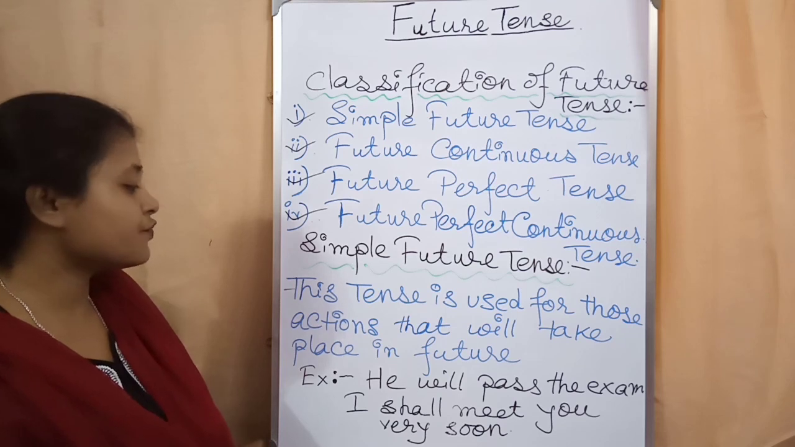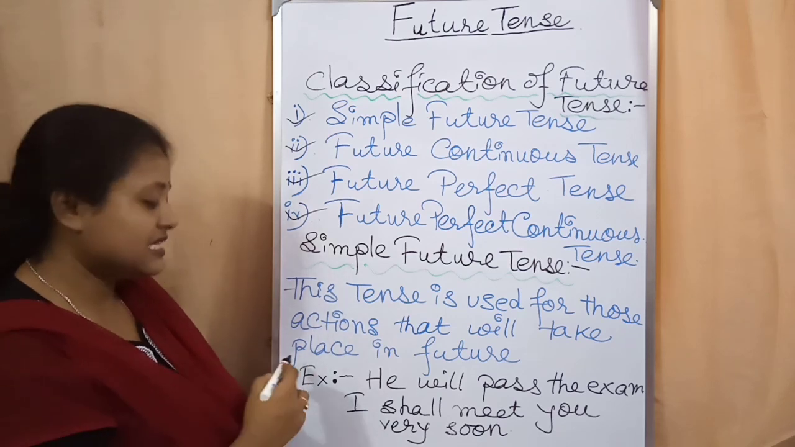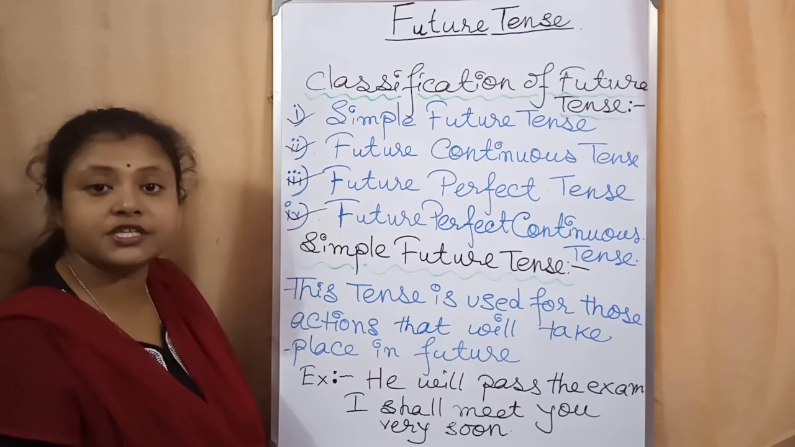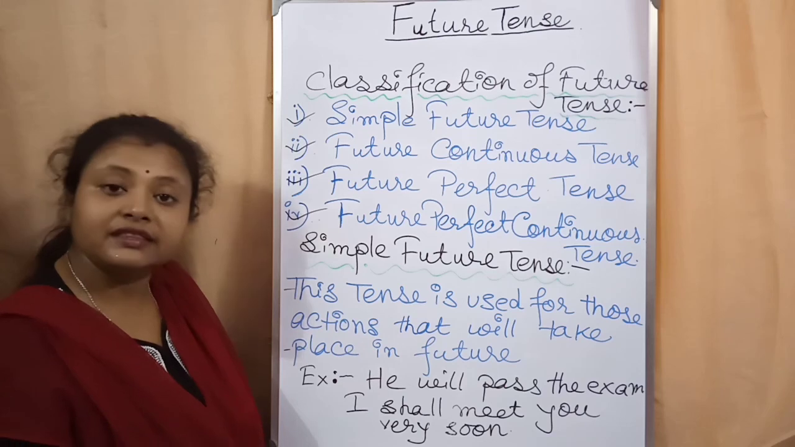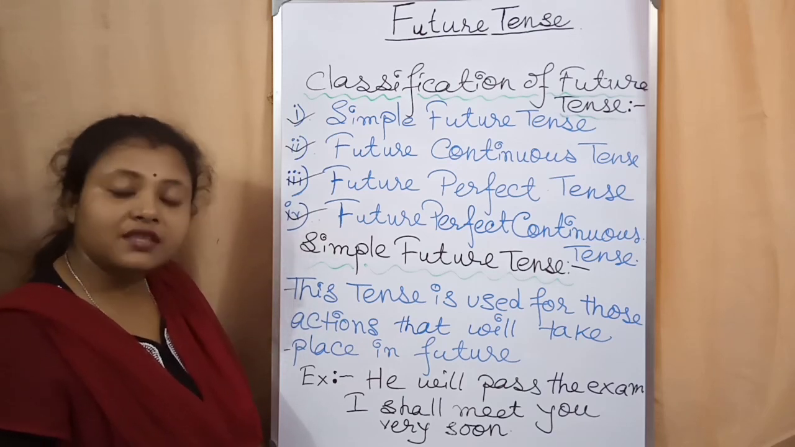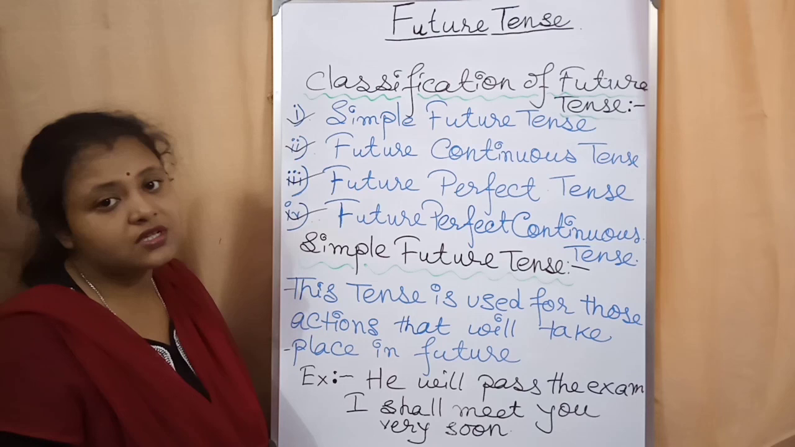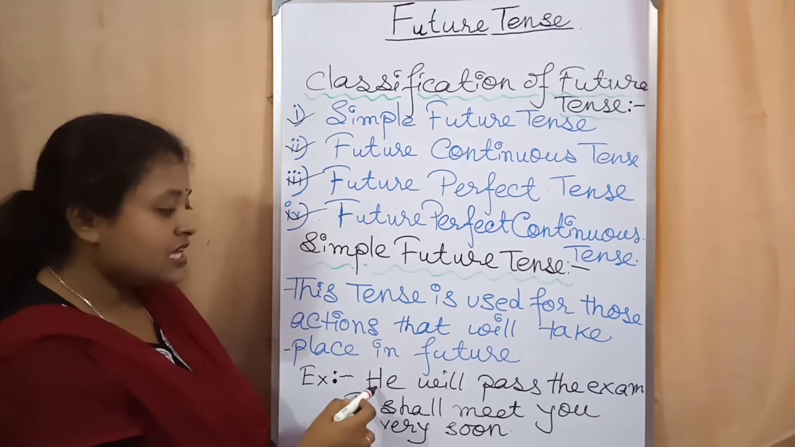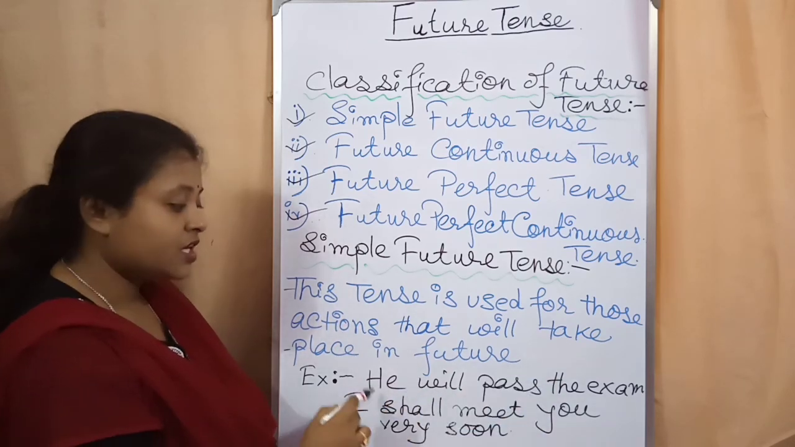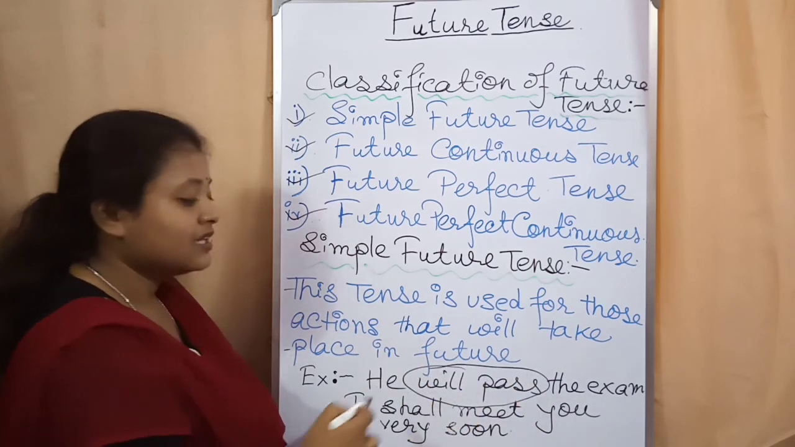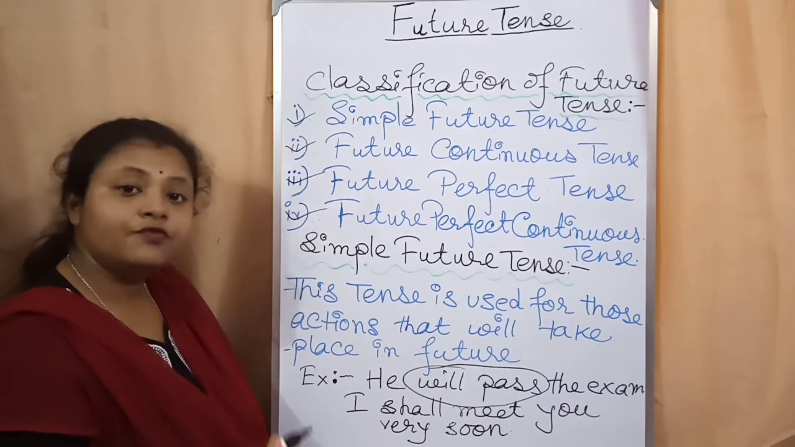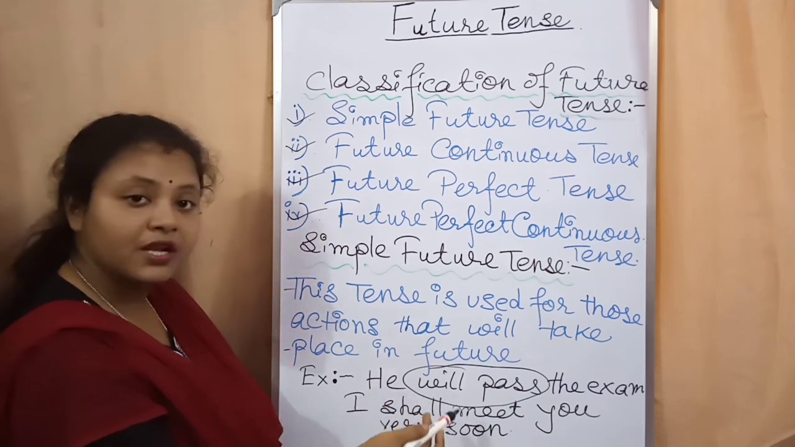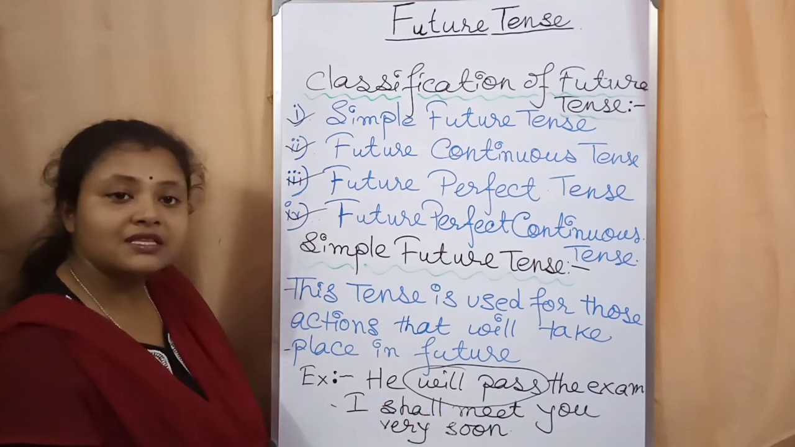This tense is used for those actions that will take place in future. Okay, that have not occurred yet, that have not happened yet, that will happen in future. So in these sentences we can use the future tense. Let me give you 2 examples. He will pass the exam. He will pass. That will take place in future. So that is why this is an example of future tense.